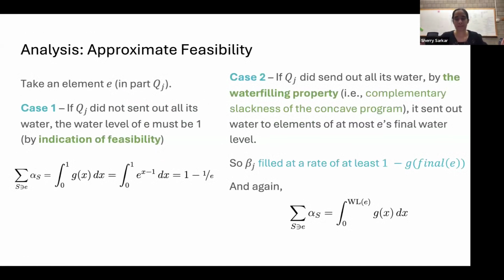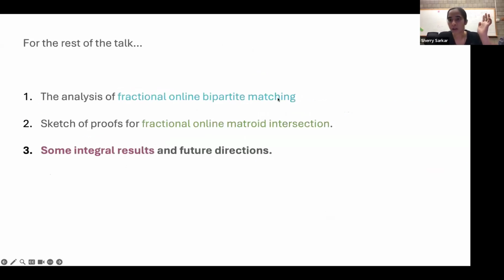So approximate feasibility pops out in the exact same way once you've defined water filling and the water filling property with the right notions. And so that concludes the analysis that I'm going to go over. That concludes all the proofs I'm going to go over. The last thing I want to talk about, just for the last few minutes, is the integral results that I've proved and some future directions.